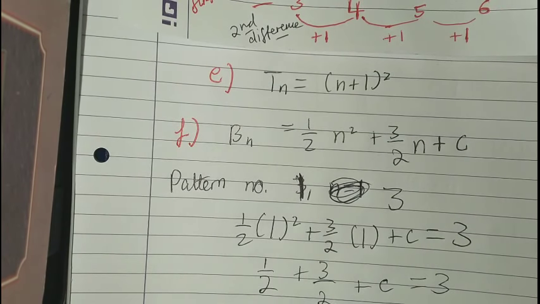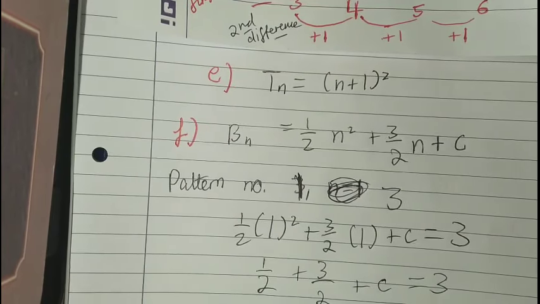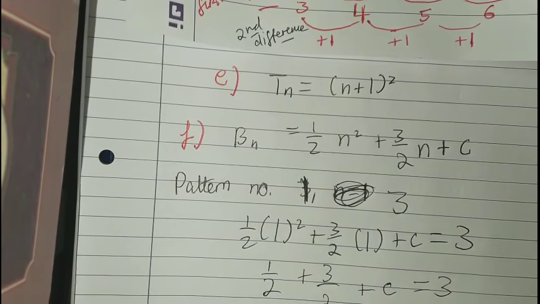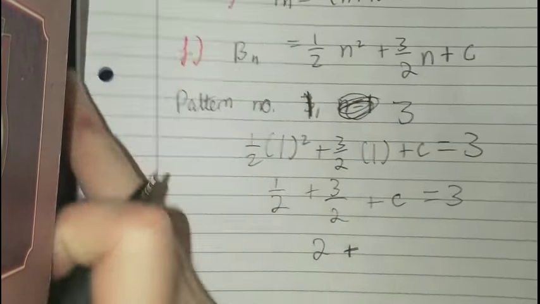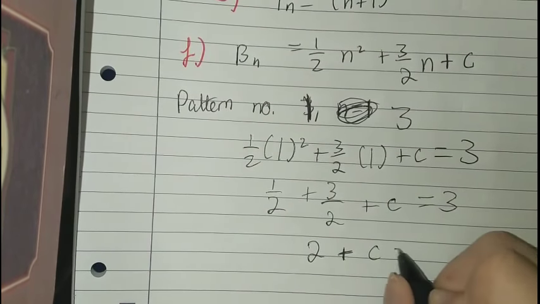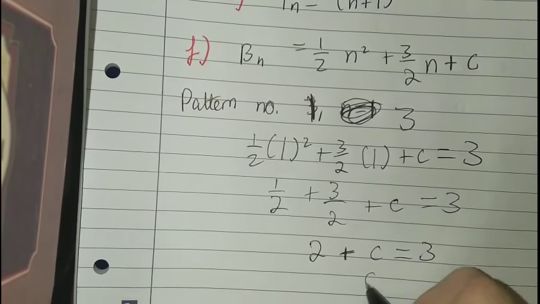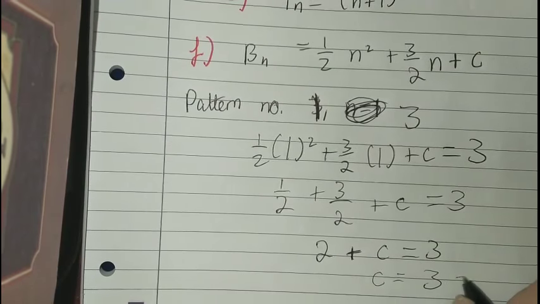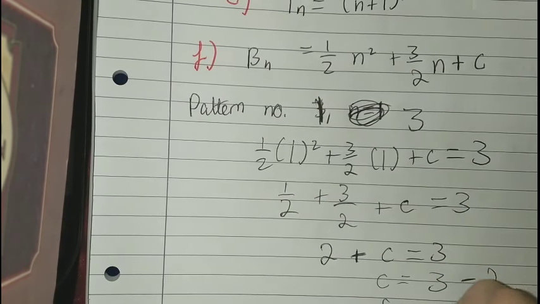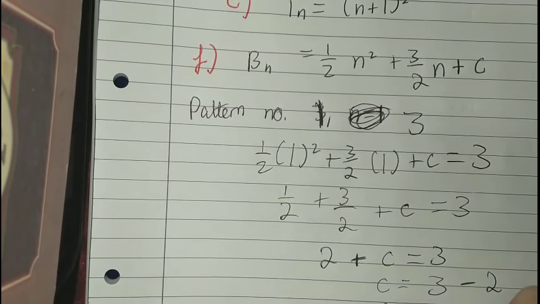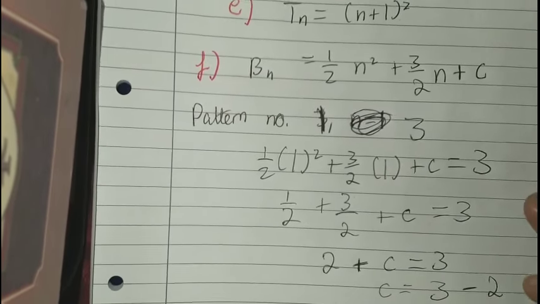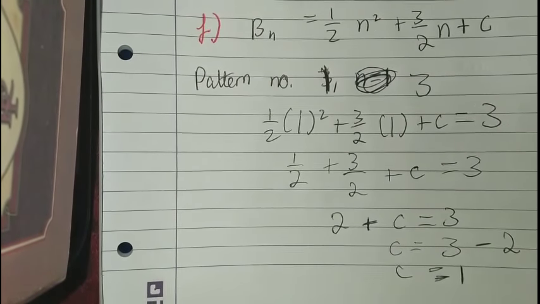And then we can add a half and 3 over 2 together and we get 2, so 2 plus c is equal to 3. So c is equal to 3 subtract 2, so c is equal to 1. So the value of c is equal to 1.